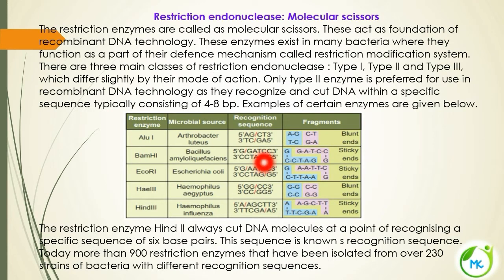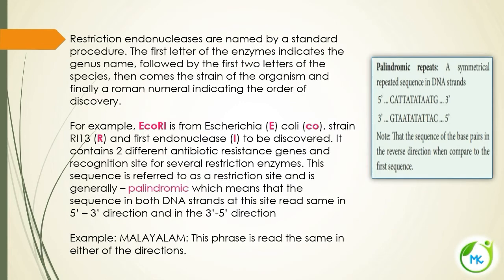Here also you can see these are all palindromic repeats. For example, AGCT 5' to 3'. Again you can see here in this direction AGCT, and similarly GGCC. Again if it reads from this direction, GGCC. Similarly for all. So the restriction endonucleases will recognize a specific site. That site is called the restriction site, and the restriction site will be a palindromic sequence or a palindromic repeat.